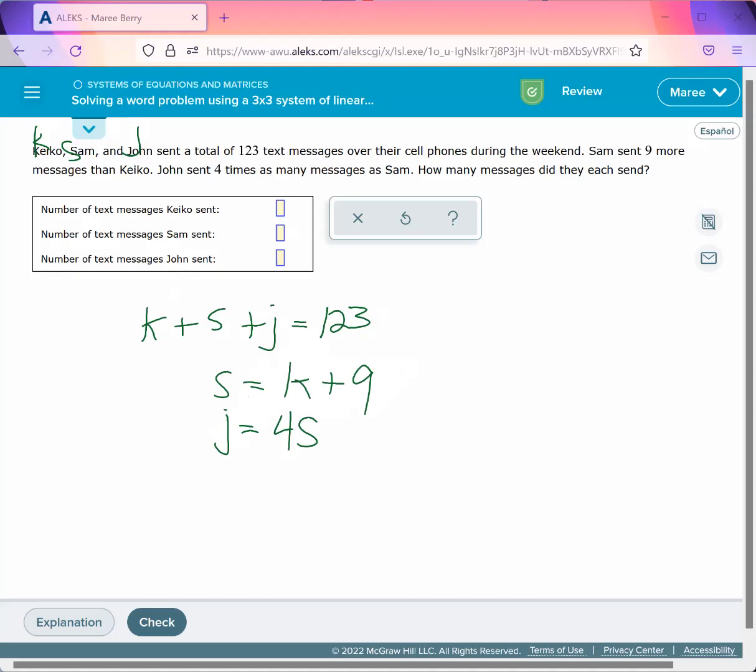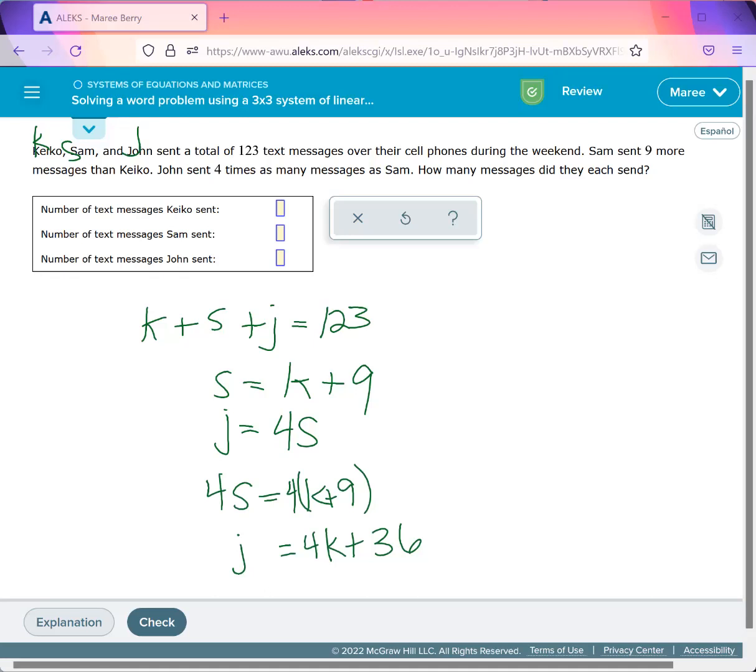So if we can write things in terms of, let's say, S. So J is 4 times S. So S is K plus 9. Never mind, let's write it in terms of J. So S is K plus 9. So we have 4 times S is equal to 4K plus 36. And that equals J.